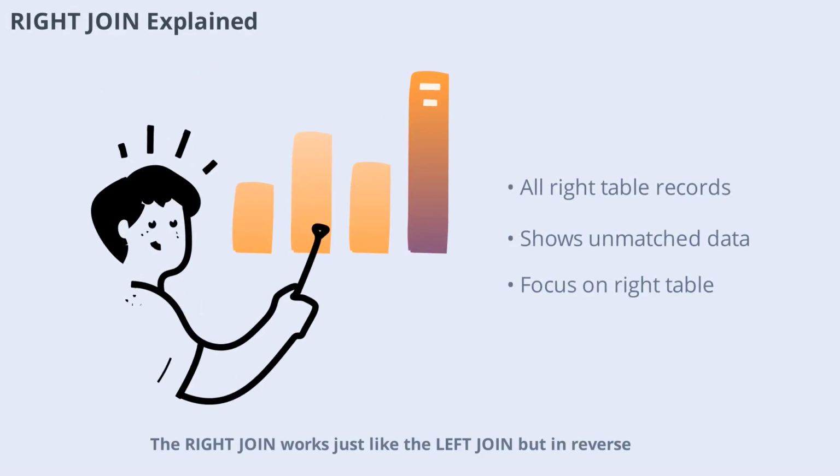Right join works just like the left join, but in reverse. It returns all records from the right table and the matched records from the left table. If there's no match, the left table's columns will be empty. This join is handy when your focus is on the right table, such as finding all orders, even those not linked to a customer. It's less common than left join, but still important to understand.